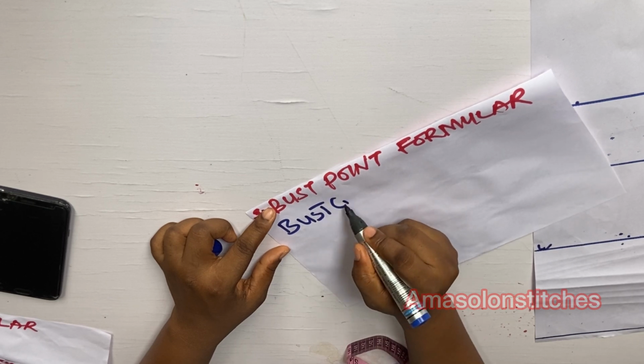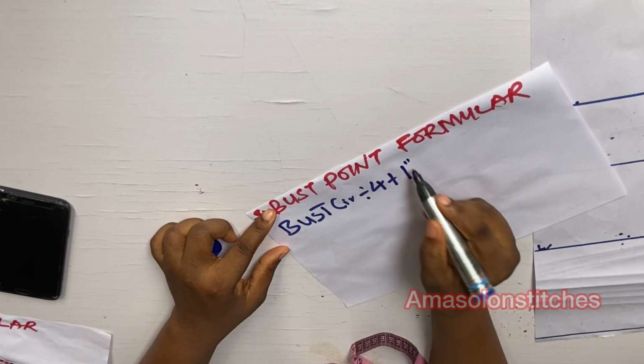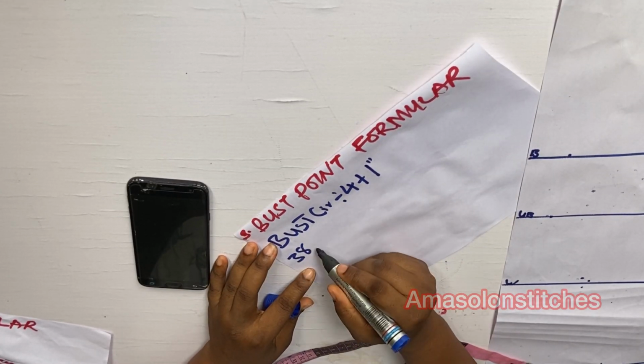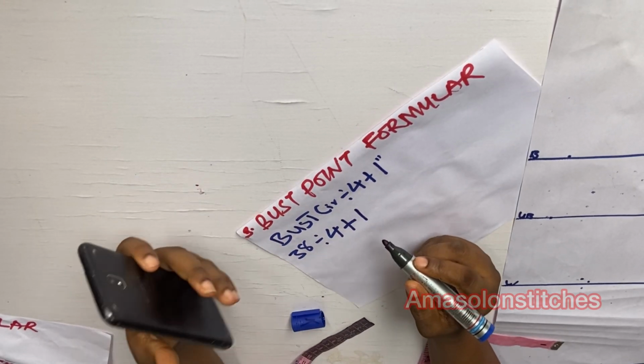Your bust circumference divide by 4 plus 1 inch. Bust circumference divide by 4. Let me also use bust 38 divided by 4, plus 1 inch. Let me calculate it.